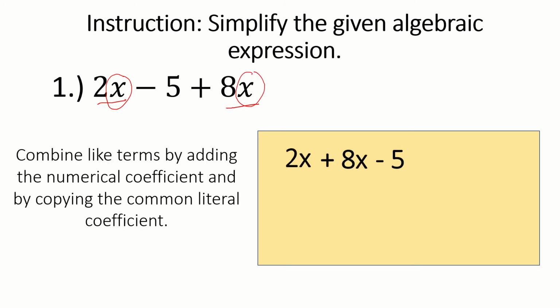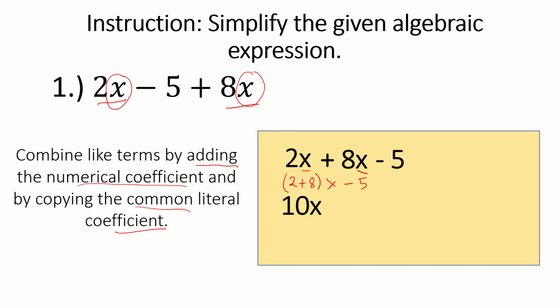So just copy, and perhaps you put the like terms next to each other for us to easily identify what to do. So when you combine like terms again, we simply add the numerical coefficients and copy the common literal coefficient. So from 2x and 8x, we have 10x. How did we get 10x? Just remember that it is simply 2 plus 8 because these are the numerical coefficients, and they share the same literal coefficient, so just copy it.